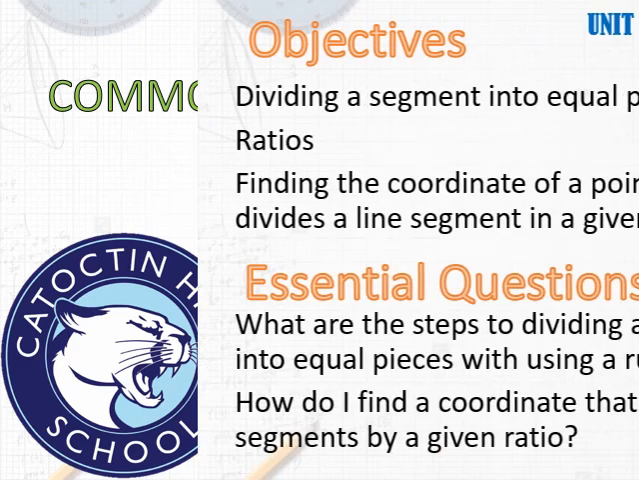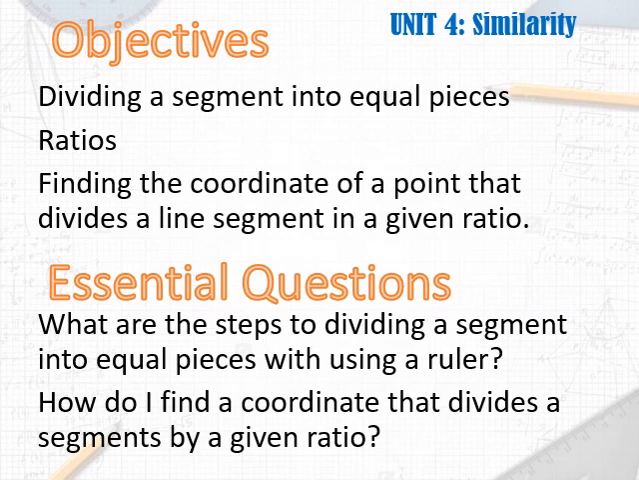All right, for today, we're going to divide a segment into an equal number of pieces. This is using a construction. We're going to be looking at this idea of ratios, what it means, and then how we use it in similarity. And then finally, we're going to be finding a coordinate that's going to divide up a line segment by a given ratio or a given fraction. So this is kind of what it's all going to culminate in, doing it on a coordinate plane. We'll do the construction, we'll figure out what ratios are, and then we'll kind of combine the two and put it on a coordinate plane question.